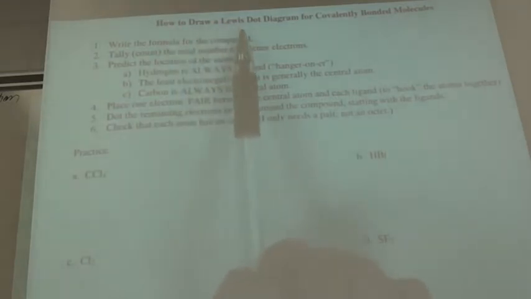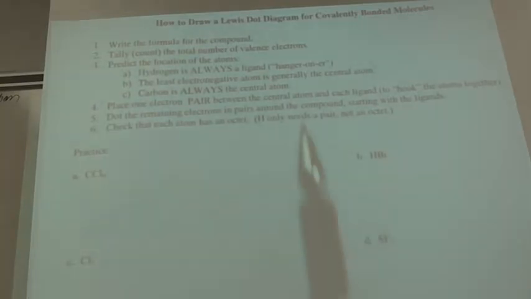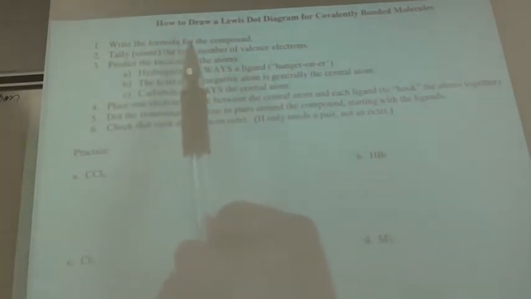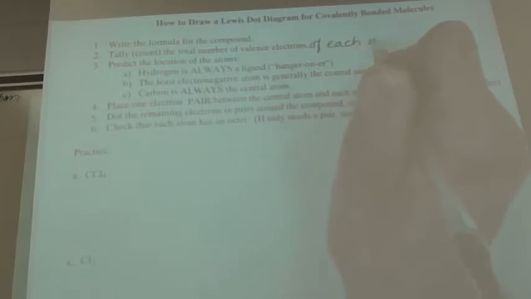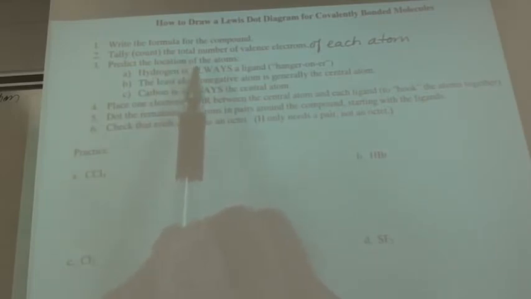This is how to draw a Lewis dot diagram for covalently bonded molecules. Covalently, 2 nonmetals or a metalloid and a nonmetal. First of all, write the formula for the compound. I did that for you. Tally or count the total number of valence electrons of each atom in the molecule. Predict the location of the atoms.